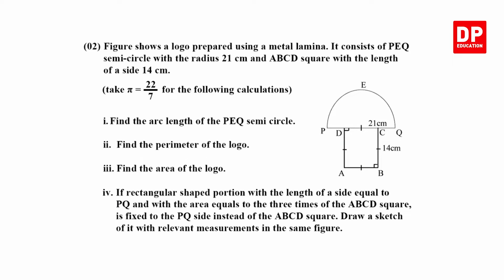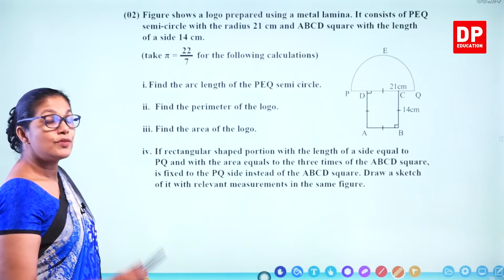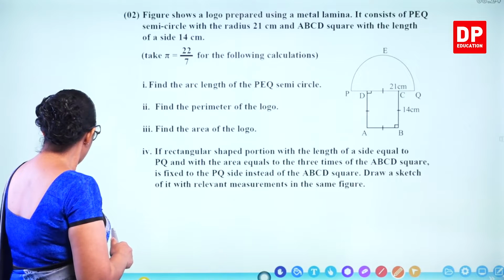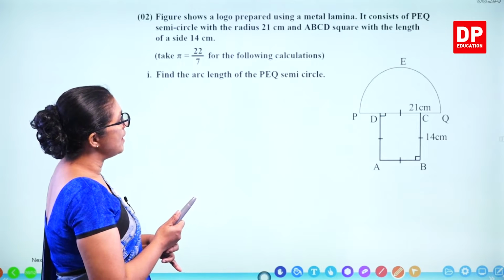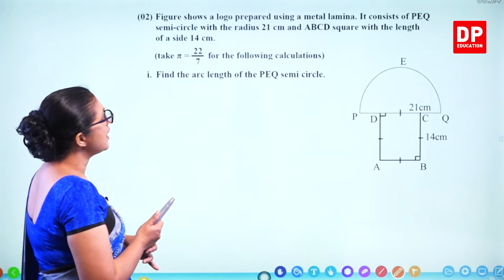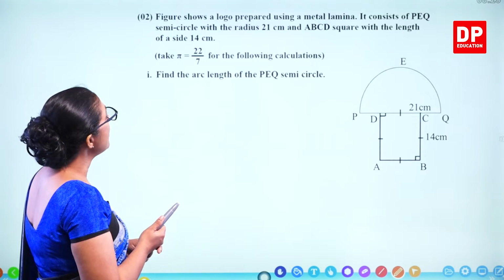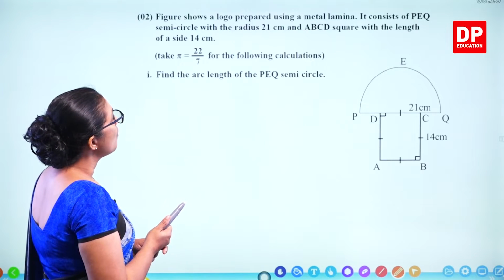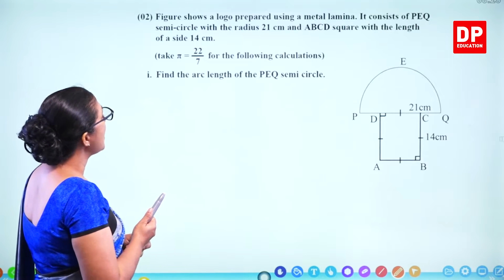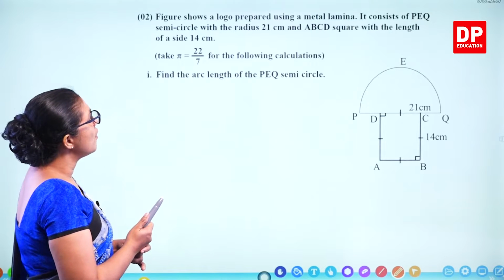Question number 2, you can do that. That's about area and perimeter. So do it and check your answers. I'll do it here. The figure shows a logo prepared using a metal lamina. It consists of PEQ semicircle with the radius 21 and ABCD square with the length of side 14 centimeters. Take pi as 22 over 7 for the following calculations.